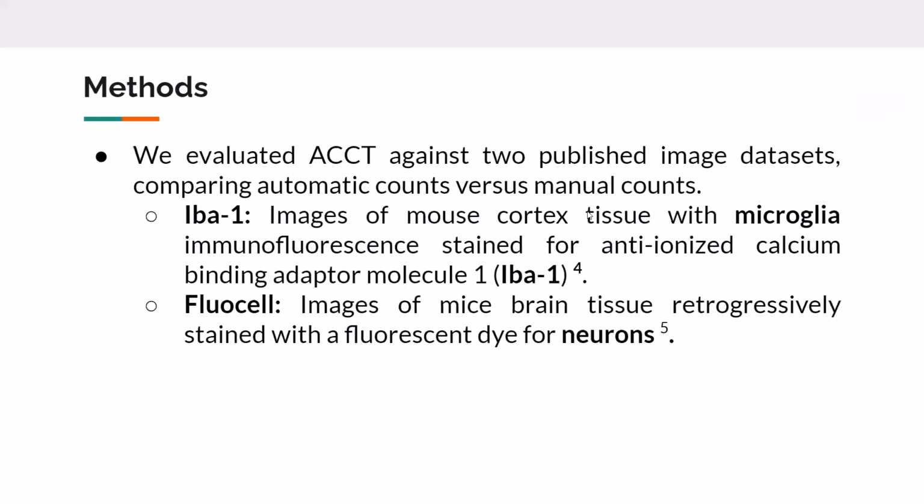So we evaluate ACCT against two different published image data sets, comparing the automatic counts of ACCT versus manual counts from human observers. First is the IVA1 dataset, which has images of mouse cortex tissue containing microglia stained for IVA1, which is a microglial marker. Next, we have FluoCell, which contains images of mice brain tissue, which are stained with fluorescent dye, which allows us to visualize neurons inside of images.